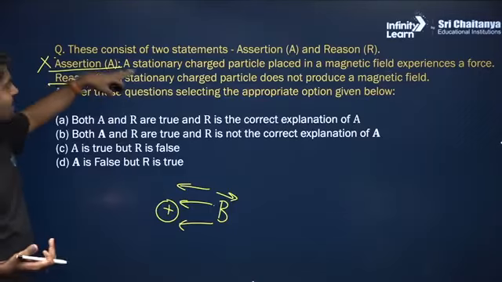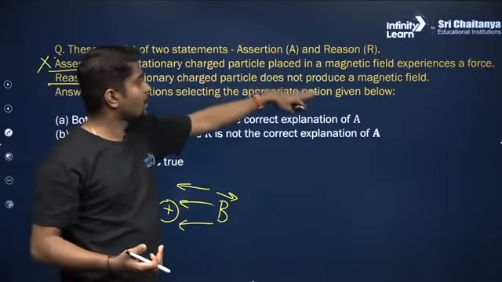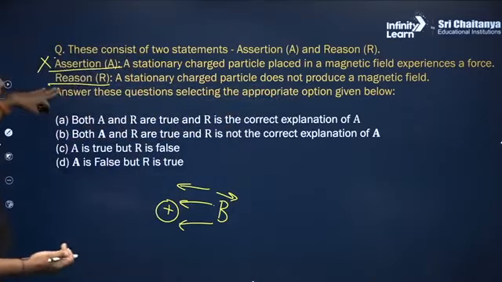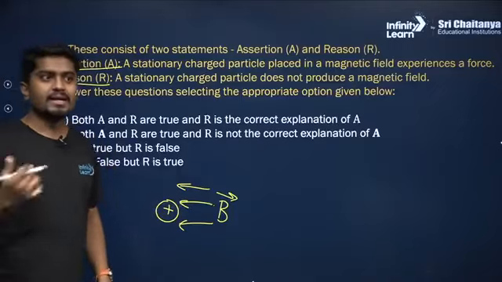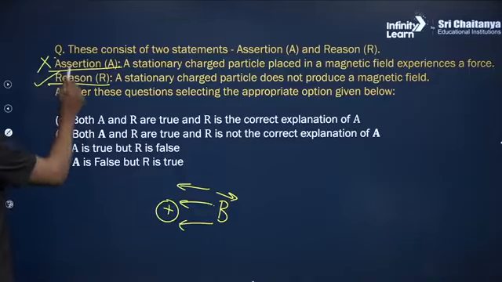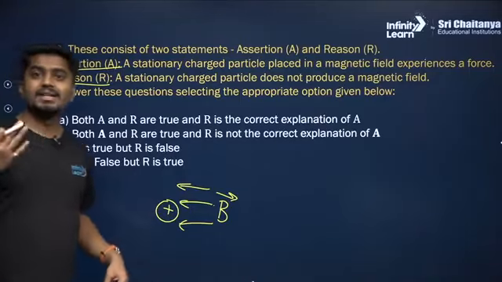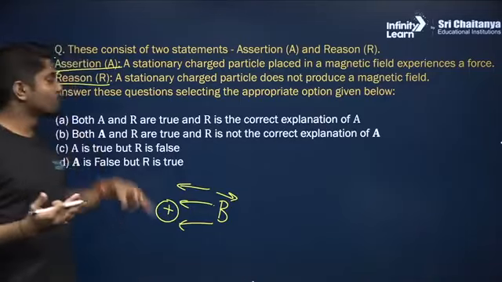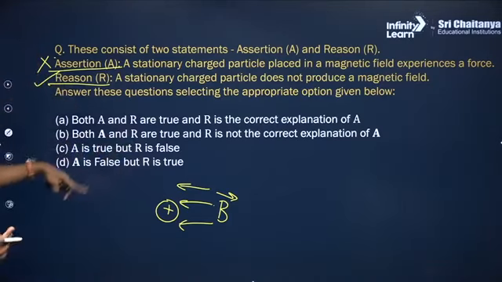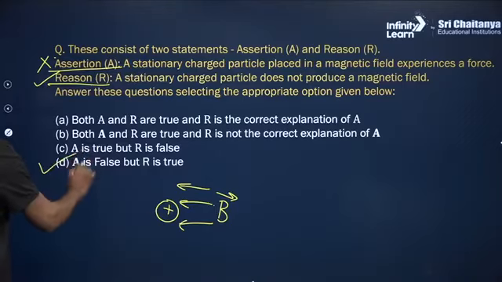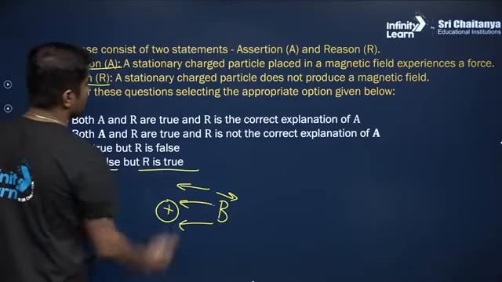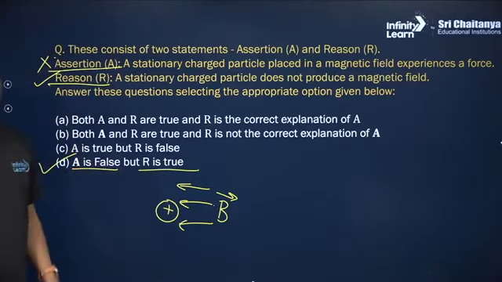Now the reason: Stationary charged particle does not produce magnetic field. Okay, तो stationary charge जो होते हैं they do not produce magnetic field. Reason is correct है ना? So now which one is correct? Both A and R true, this is not correct. A is true, this is not correct. Yeah, A is false but R is true. So option D is correct.